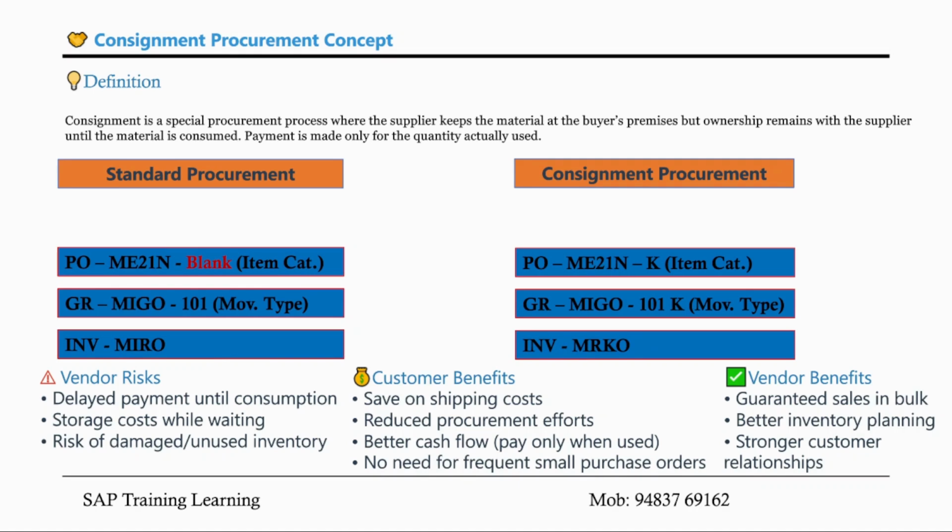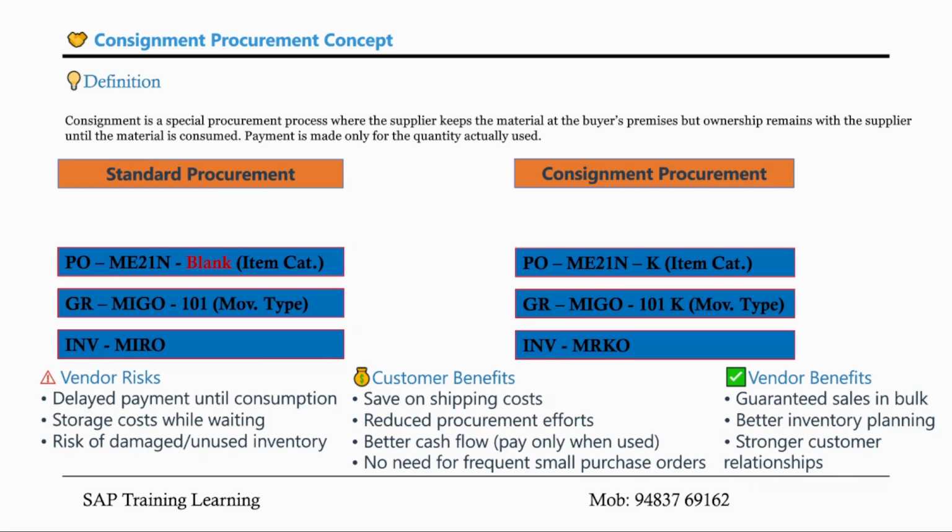Now if your client is asking you to configure consignment procurement type, it means the customer and vendor might have already discussed extensively to understand and get into so many rules, terms and conditions, and only then do both parties agree to this procurement type. Only then can this customization be done in the system.